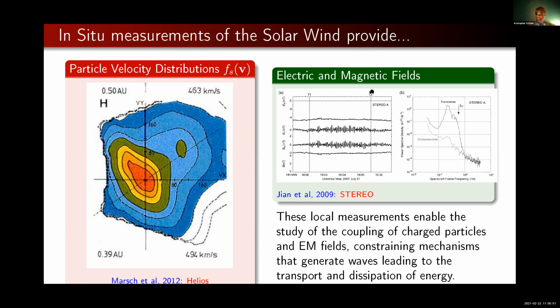And what we see when you actually take pictures of the local VDF is not a simple isotropic Maxwellian. It's not the same kind of single temperature gas that we're all breathing in right now, but instead you see something like this figure, which comes from a measurement made by the Helios spacecraft at about half the way between the Earth and the Sun.